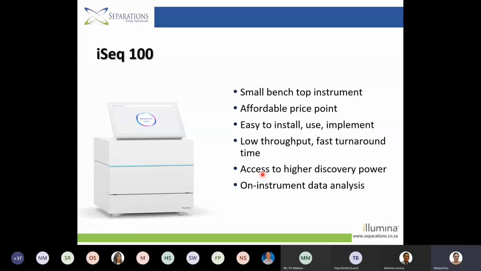So what we're trying to achieve with this instrument is to bring it into every molecular biology lab and to help with skill development and also building capacity, without compromising, obviously, on the quality of data and having the high discovery power, and also having the data analysis on the instrument itself.